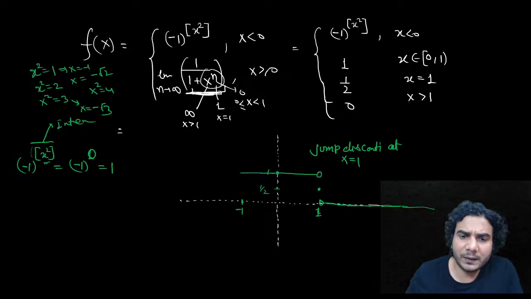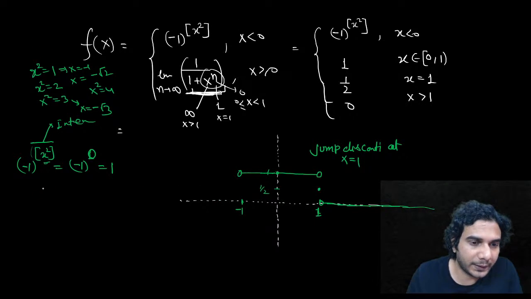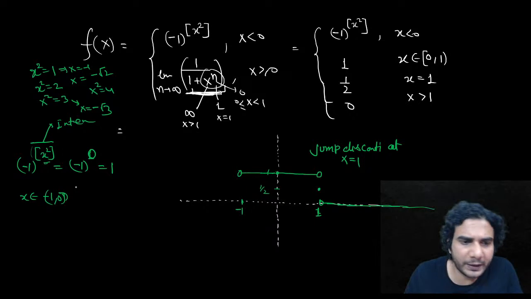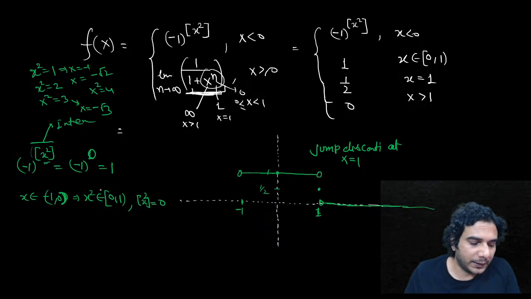And in the next interval, what is the next interval? Are we taking this value, minus 1? No, we are not taking this value. Then minus 1 to minus root 2. Okay, I'll write it here. When x belongs to minus 1 to 0, 0 is not included, by the way. Then x square belongs to 0 to 1. All right. And then greatest integer of x square will be 0. Okay. And then you can put the value.